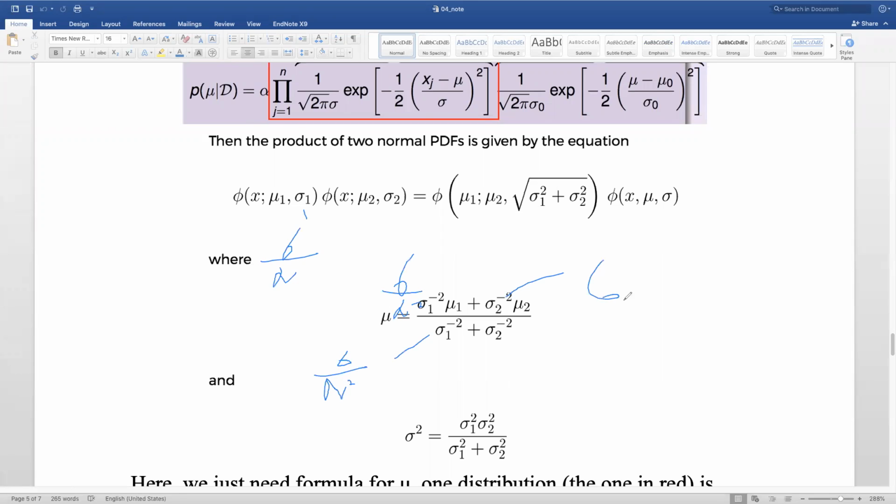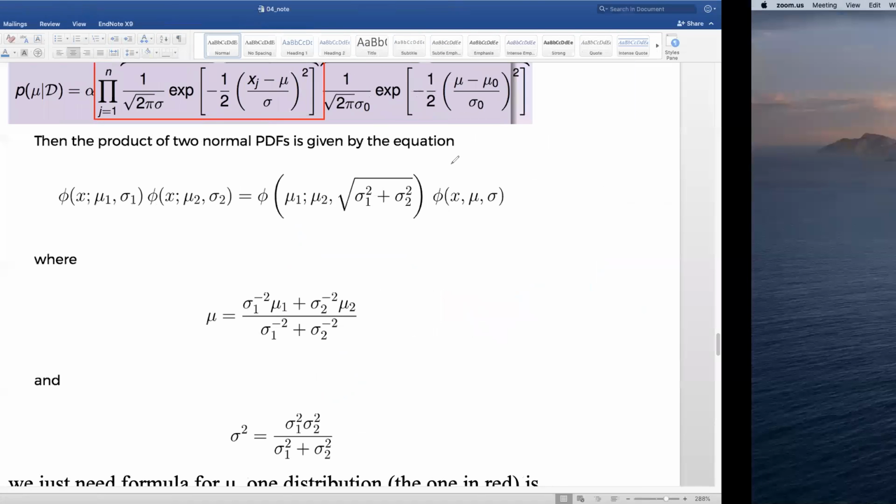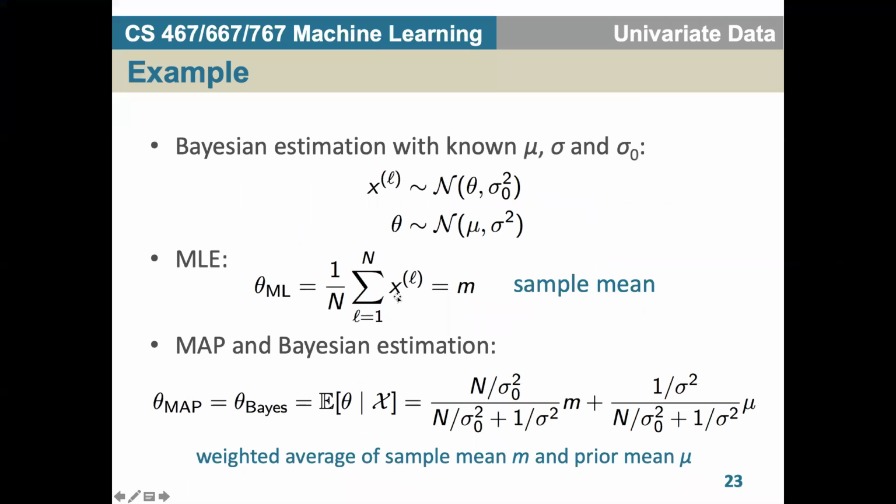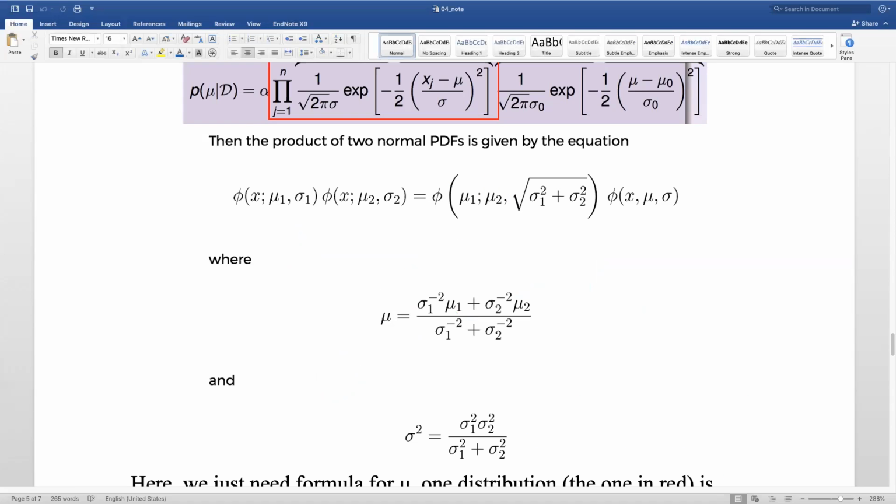Sigma 2 is just sigma 0. Oh, I see. So because mu1 is actually, let me see. Oh, sorry, no, I'm wrong. Okay, this is what we derived, right?